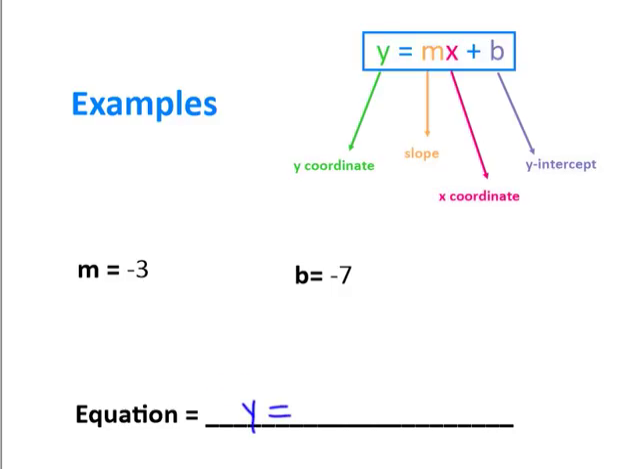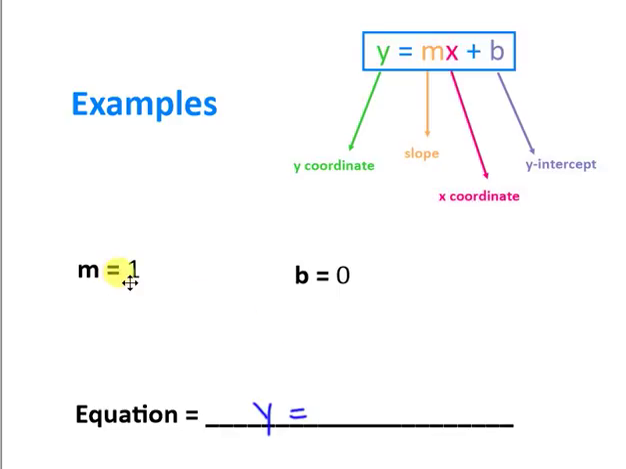Let's do our next one. Y equals, because that's our y-coordinate, then we have our slope, negative 3, then x for our x-coordinate, and our y-intercept is negative 7, so minus 7. All right, next one, y equals for our y-coordinate.